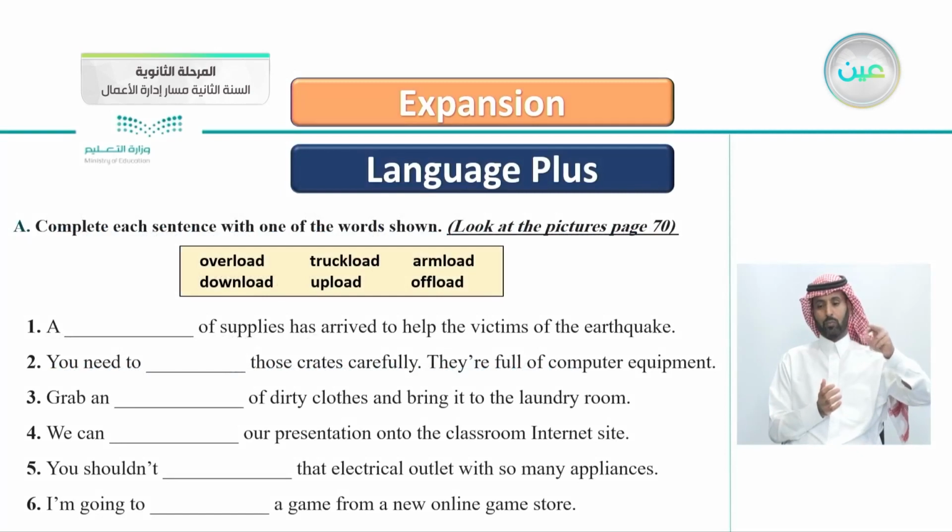So complete each sentence with one of the words shown from the pictures on page 70. We have 6 words: overload, truckload, armload, download, upload, and offload. Again, complete each sentence with one of these words shown here.